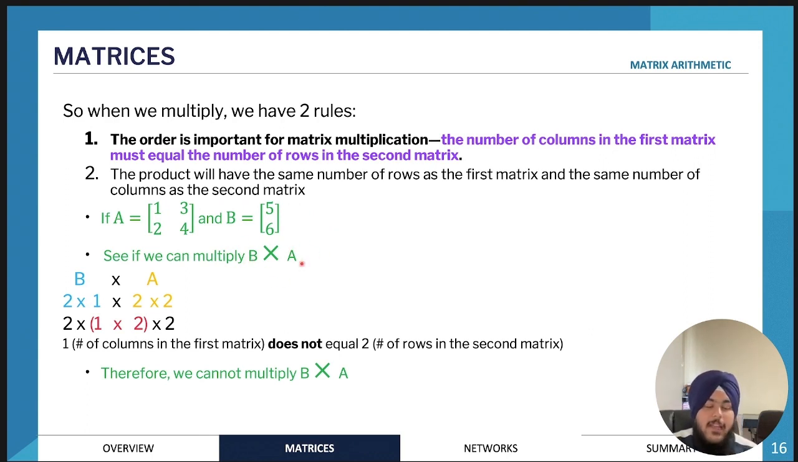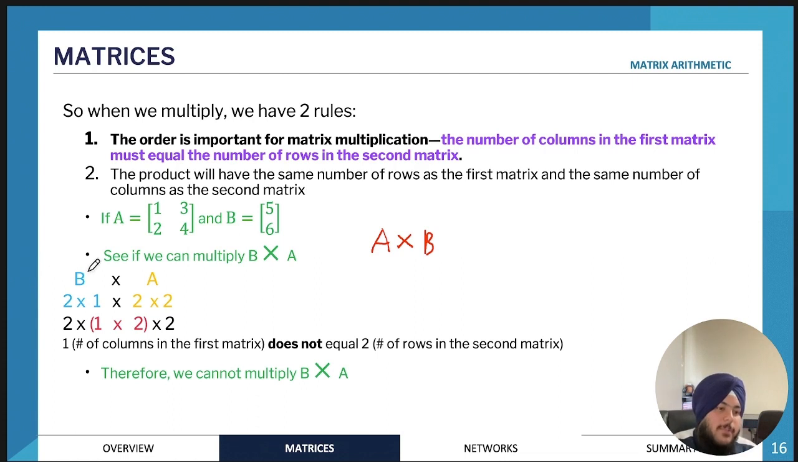Okay, another thing that you need to remember is that multiplying matrix B by A is not the same as A times B. So A times B is not the same as B times A. The order is so important, and I'll show you why in a second.